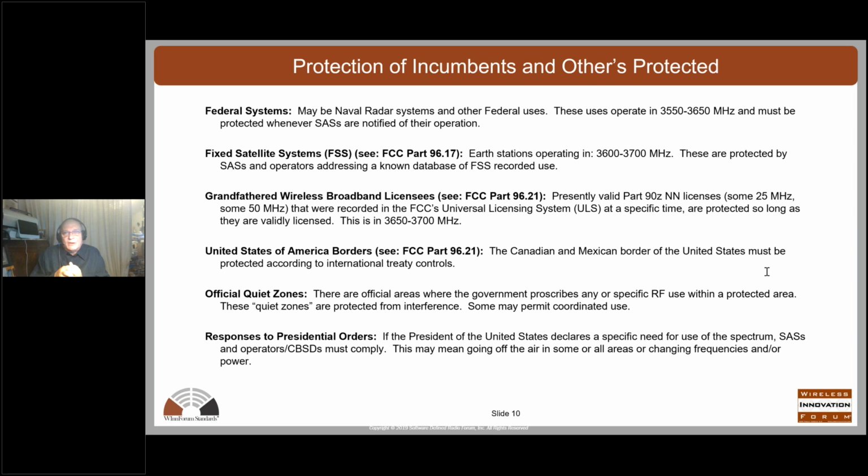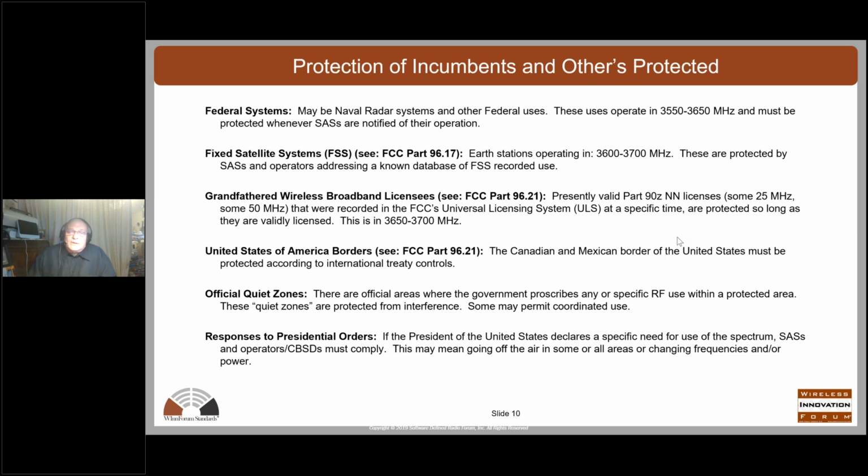Also, official quiet zones. These are places where the government and other entities test radios and do other functions where they need to have RF quiet areas. Oftentimes, these quiet areas have the ability to coordinate, but the rules around quiet zones have to be known on a location by location basis. And if you are coordinating, it needs to be coordinated as well with the SAS, so the SAS understands if you're doing something like that.